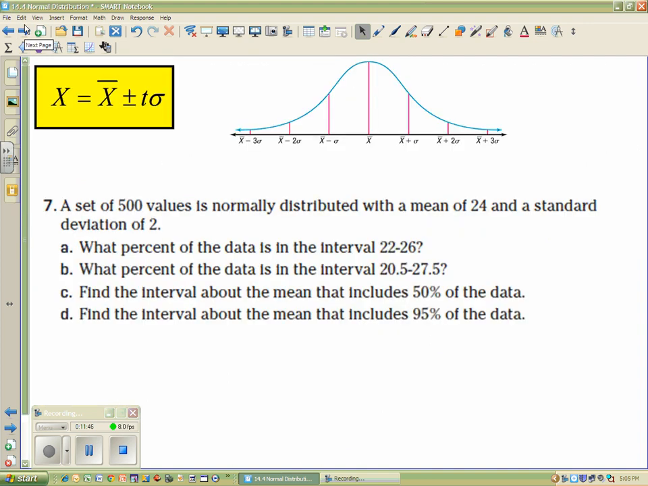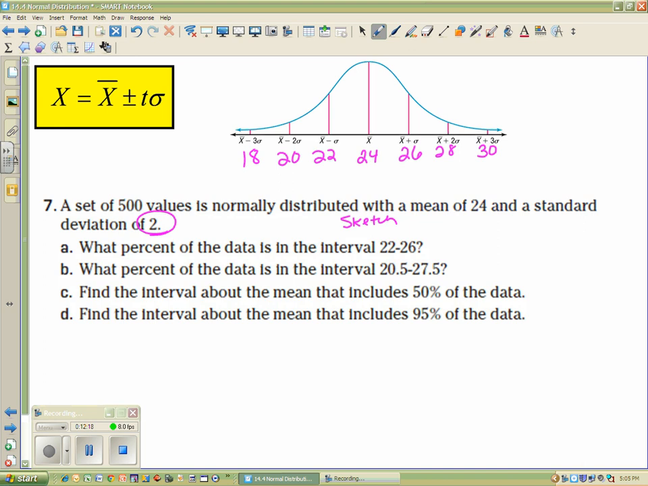This is the last one that we're going to do. A set of 500 values is normally distributed with a mean of 24 and a standard deviation of 2. What percent of the data is in the interval 22 to 26? Well, let's just basically sketch out our normal distribution here. Mean is 24, increasing with a standard deviation of 2. So that makes these 26, 28, 30, 22, 20, and 18.